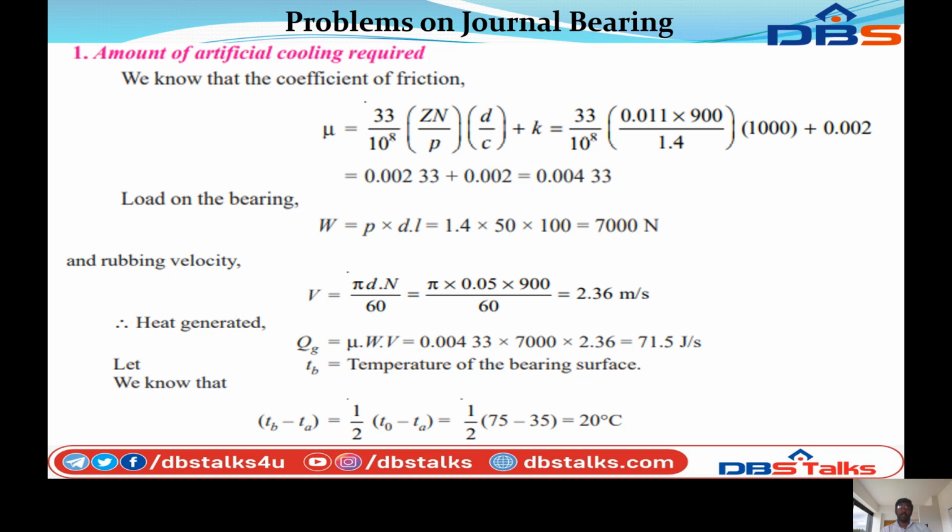So let T be equal to temperature of the bearing surfaces. So we know that Tb minus Ta equal to 1 by 2 into T0 minus Ta. So that equal to 1 by 2 into 75 minus 35, that equal to 20 degrees centigrade.